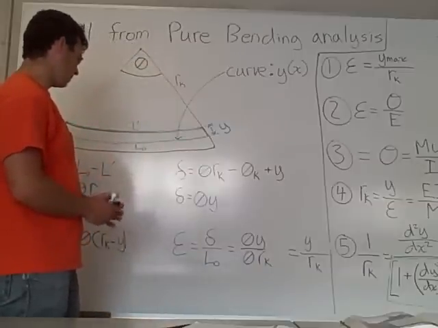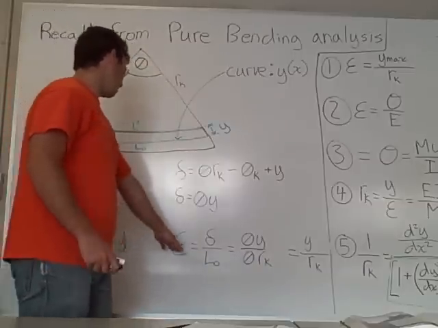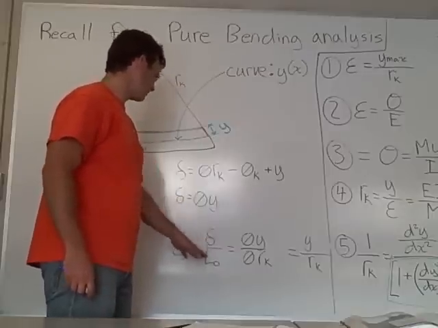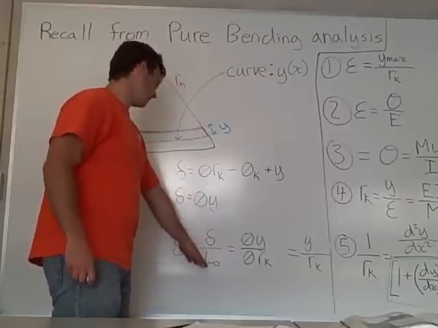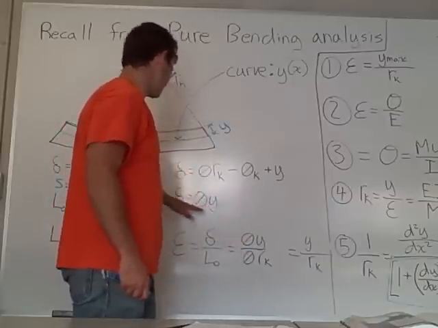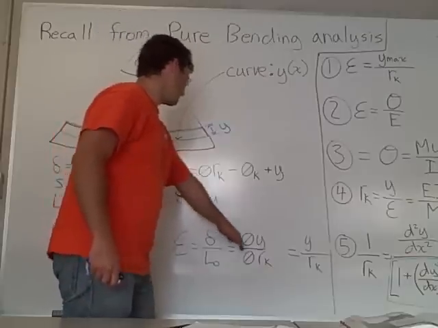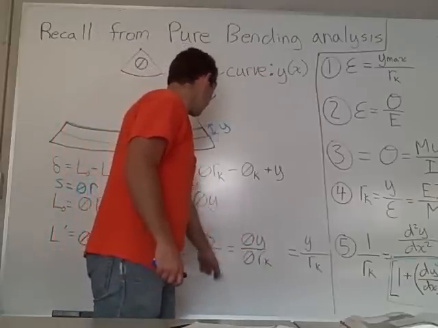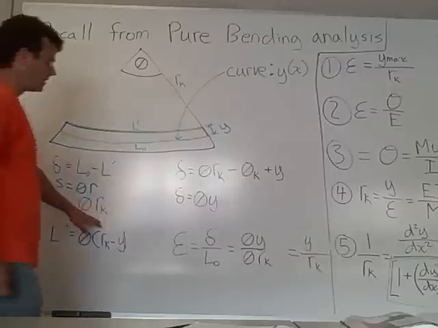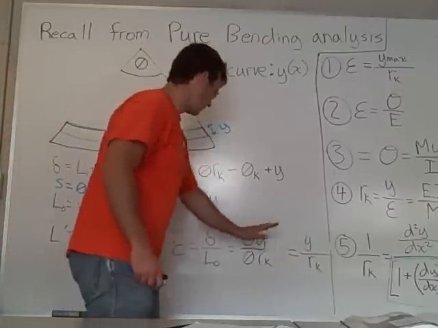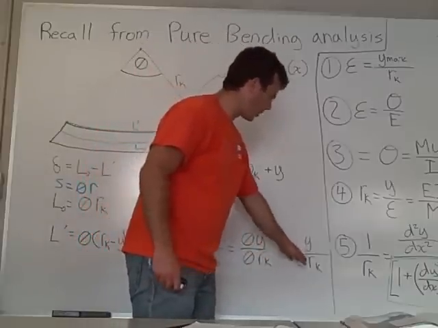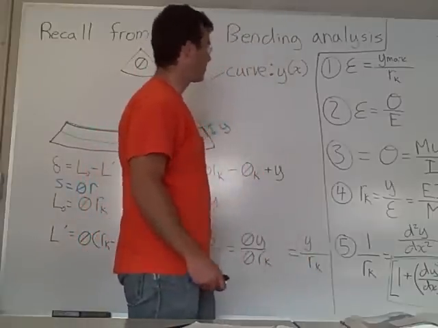And we'll also recall that our strain is equal to the deformation over the original length. And when we substitute in the values that we just obtained, from our deformation theta y over our original length, which is theta times the radius of curvature, our angles cancel out, and we get that strain is going to equal y over the radius of curvature.